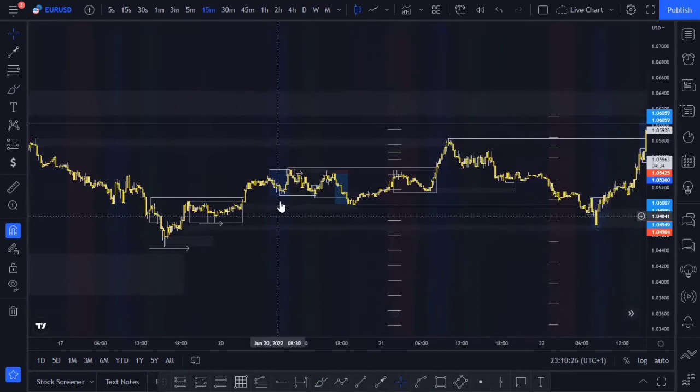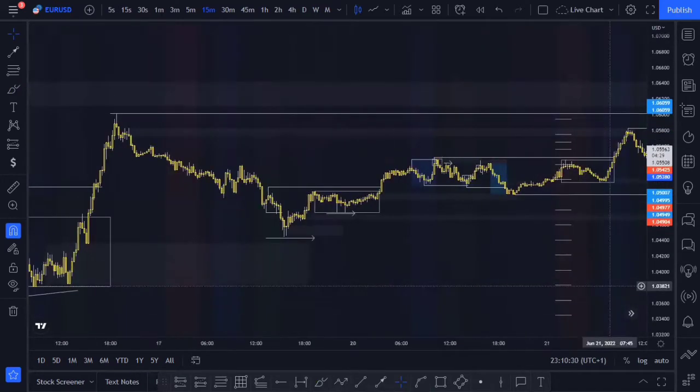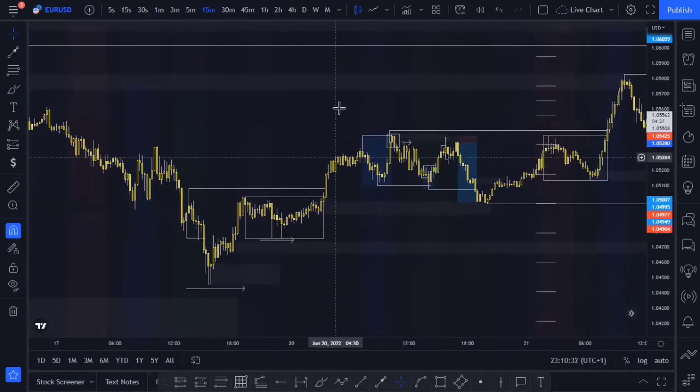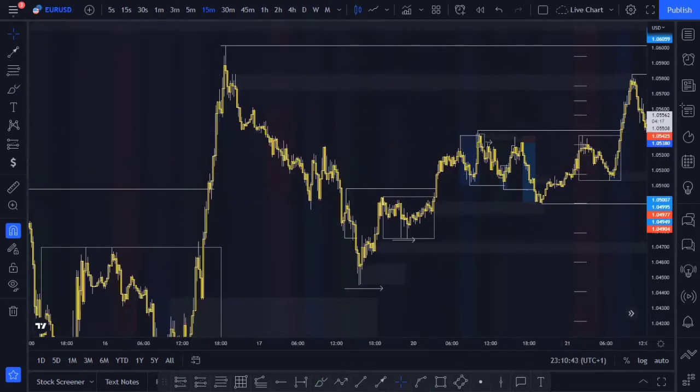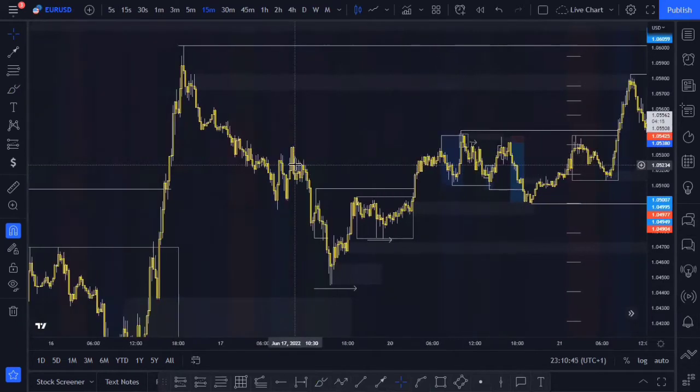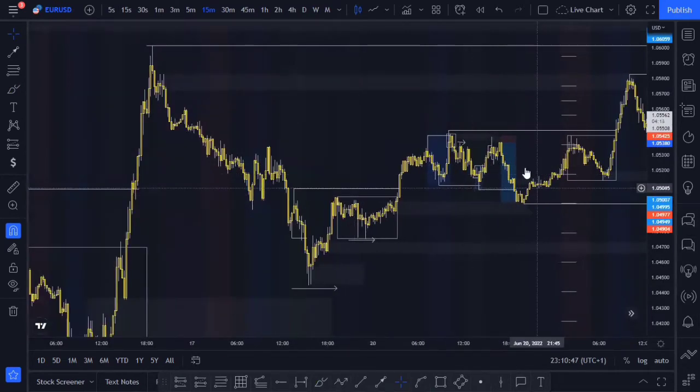So this was Monday here. The blue zone you see here is, let's say, the London session Q zone, and the green one is the New York session Q zone. The red one is Asian. That is an indicator that I use. So on Monday we had a trade here.